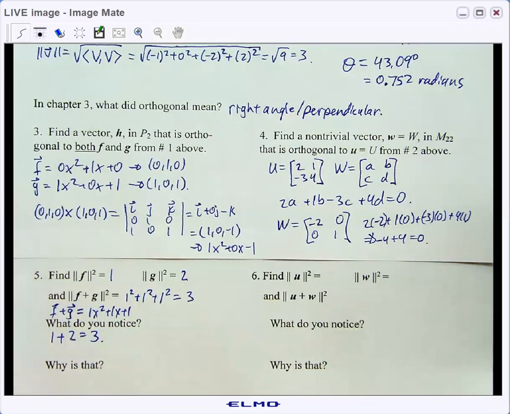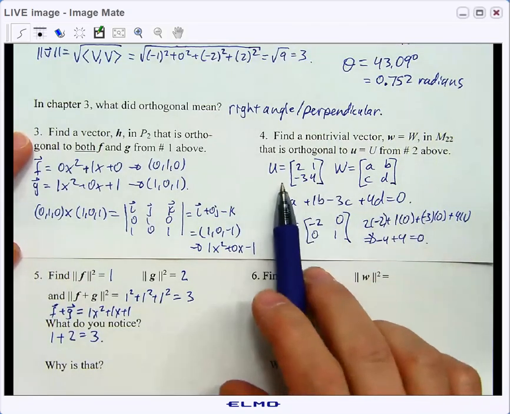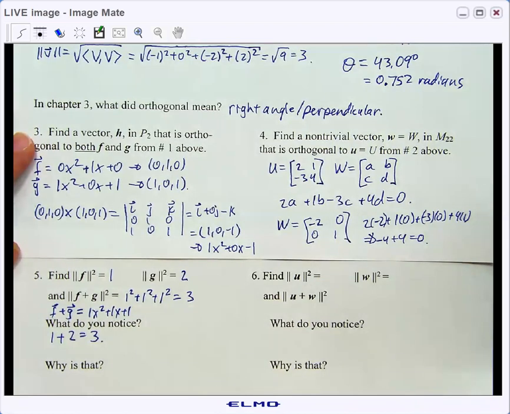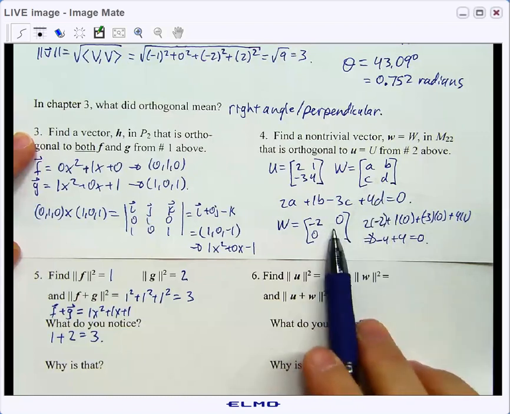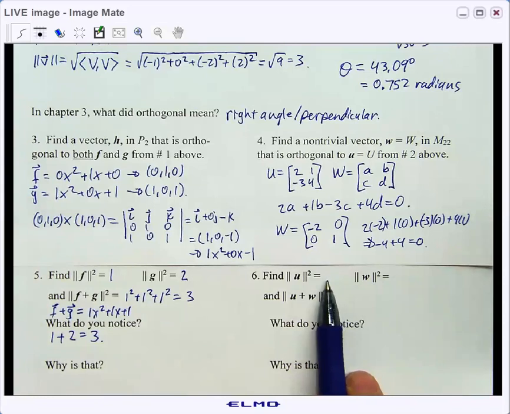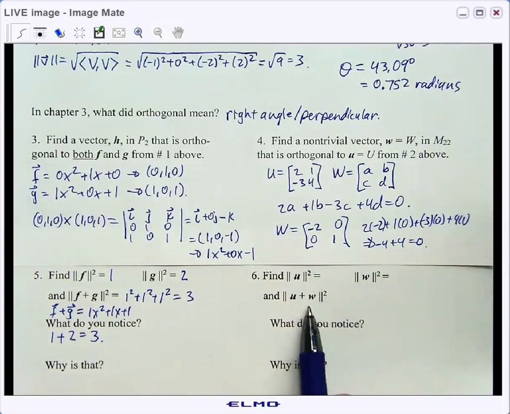So I want you to take just a second and go over here to the matrices example. We had our U matrix, and then we had you come up with a W matrix that was orthogonal to that one. I came up with this one. You probably came up with somebody else. But I want you to find the magnitude of U squared, the magnitude of W squared, and the magnitude of U plus W squared. We'll pause for that.